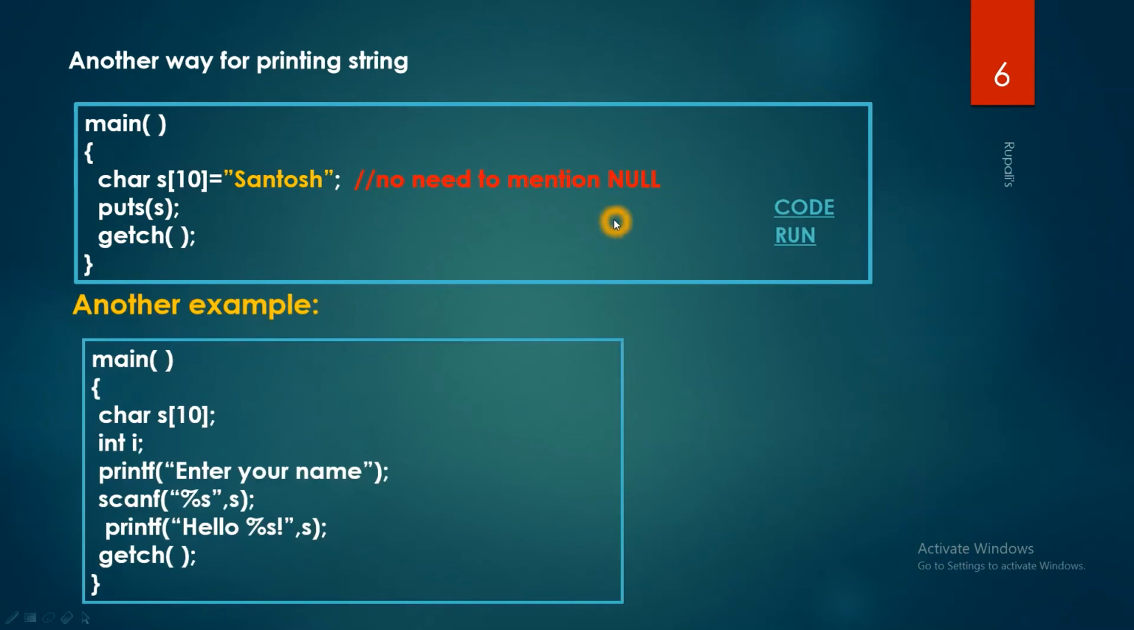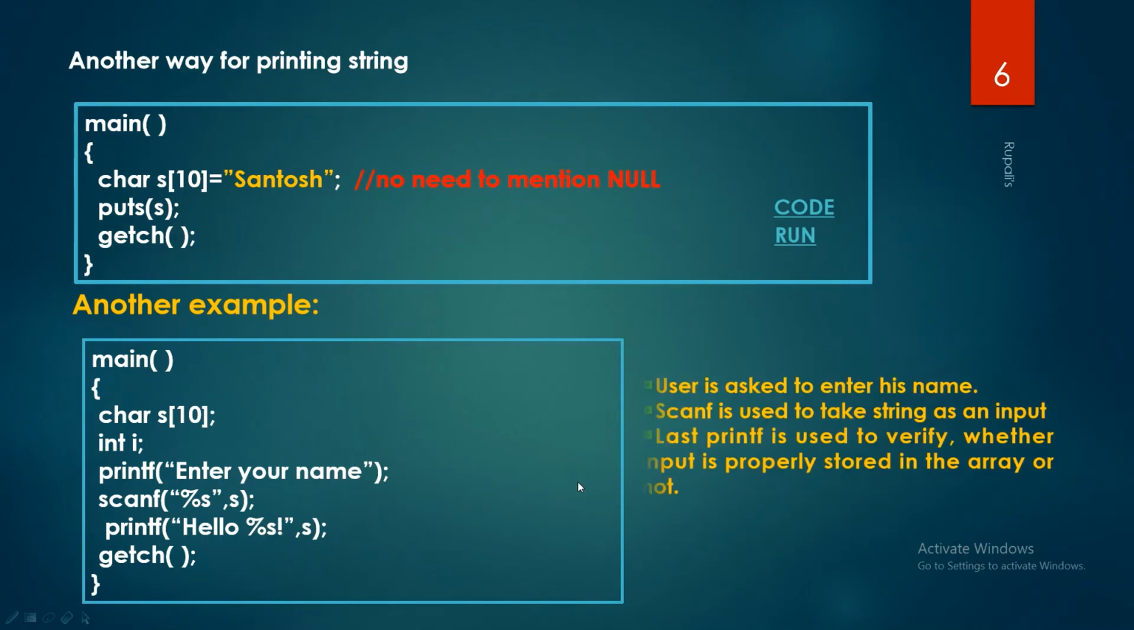Take another example. main, then s[10]. I am declaring one string, char s[10], of size 10. Now printf "enter your name". scanf %s, where I am taking the base address of the string, meaning the whole string, and then printf "hello %s", s. See the code.